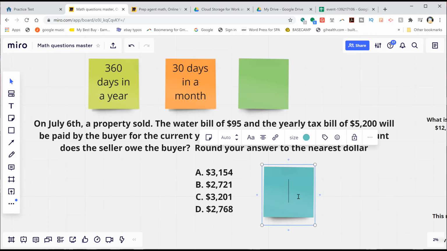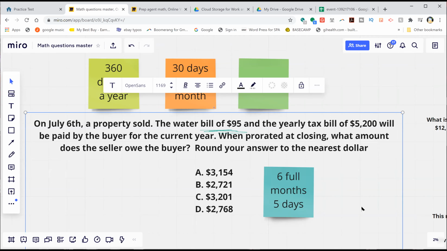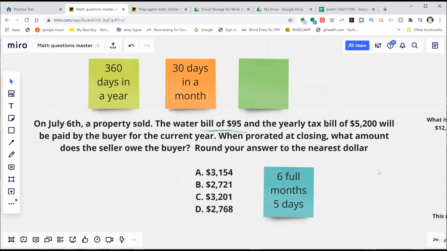So they were in the home, let's say July is the 7th month, right? So would you say 6 full months and 5 days? Okay, because the 206 days, no, not 206 days. 185. Because here's the thing, you ready?